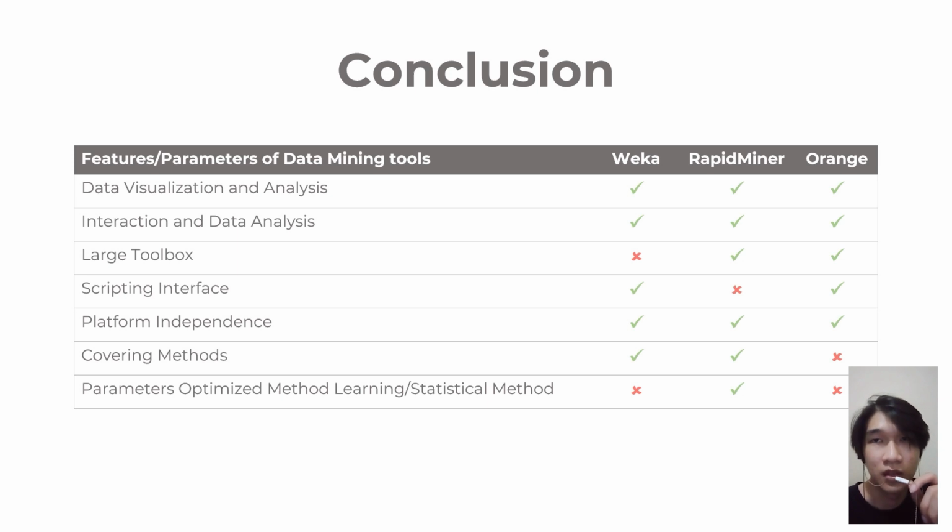Apart from similarities, there are also differences. Namely, Weka does not have a large toolbox and parameters optimized learning or statistical methods, and RapidMiner doesn't have a scripting interface, while Orange doesn't have covering methods and parameters optimized learning or statistical methods. Just like what has been shown on the table.